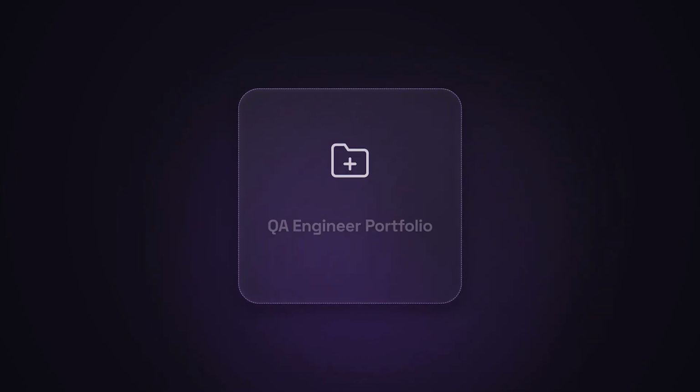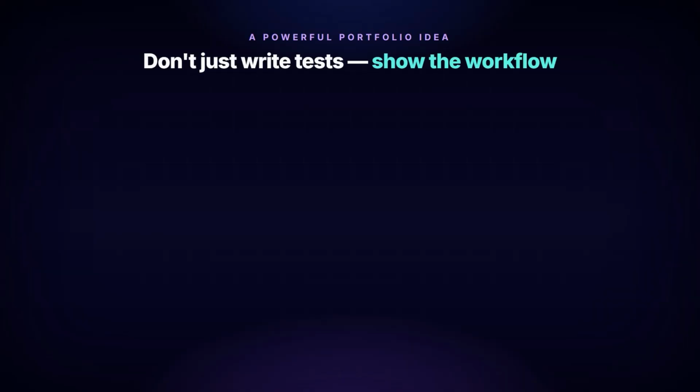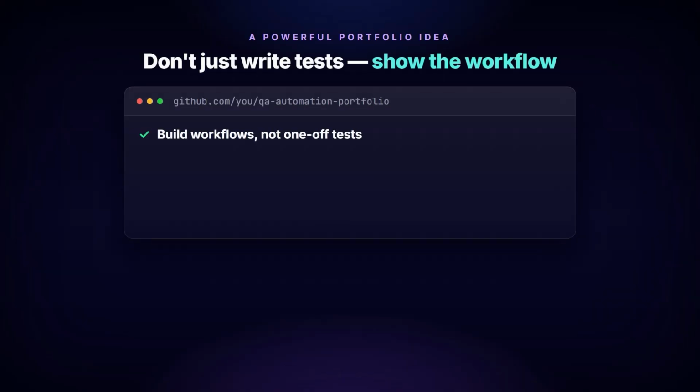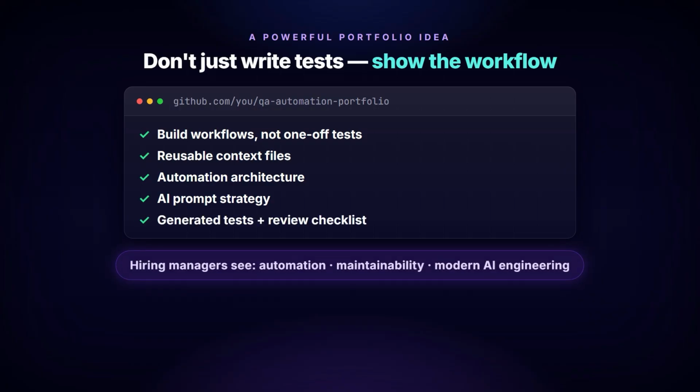And this is also a powerful portfolio idea. If you are learning QA automation today, do not just show that you can write tests. Show that you can build workflows. Show your reusable context files. Show your automation architecture or your AI prompt strategy. Show your generated tests and review checklist. That tells hiring managers something much stronger. You understand automation, maintainability, and modern AI-assisted engineering.